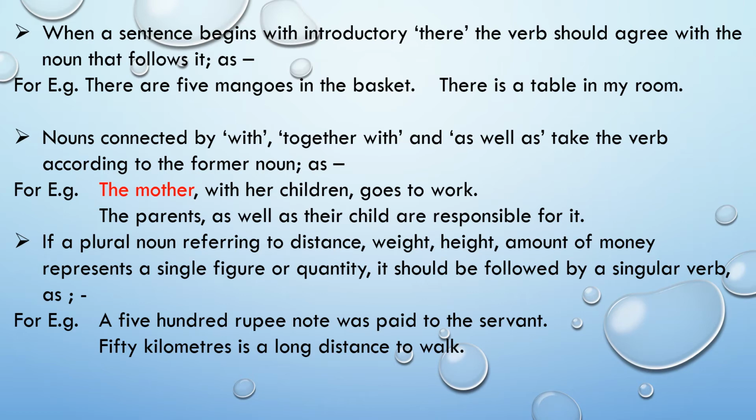If a plural noun referring to distance, weight, height, amount of money represents a single figure or quantity, it should be followed by a singular verb. So if it is the distance, if it is weight, if it is height or amount of money, children, the verb should always be singular. A 500 rupee note was paid to the servant. 50 kilometers, you cannot write 50 kilometers are a long distance. It is totally incorrect.